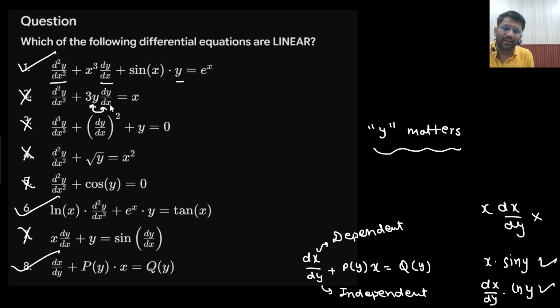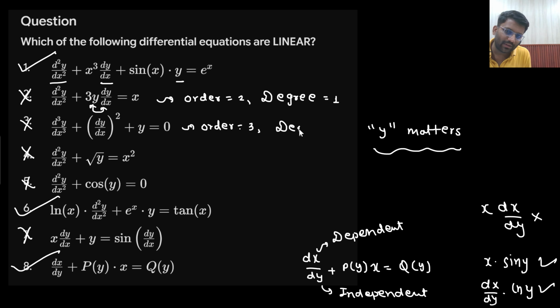Here, y being trapped, not acceptable for linearity. But for the degree, is it acceptable? Yes, degree will be defined here. What will be the order and degree? Order will be 2, degree will be 1. Now let me know, here the degree will be defined. Absolutely. What is the order? Order will be 3, degree will be 1. What about this guy? When you talk about degree, you do not care about y. So here also order and degree will be defined. Order will be 2 and degree will be 1.